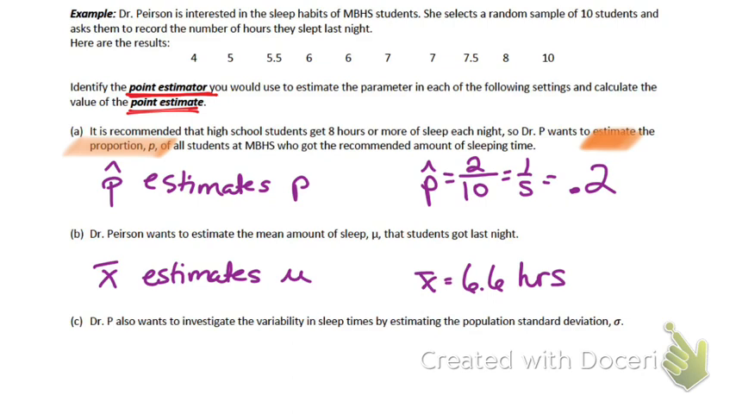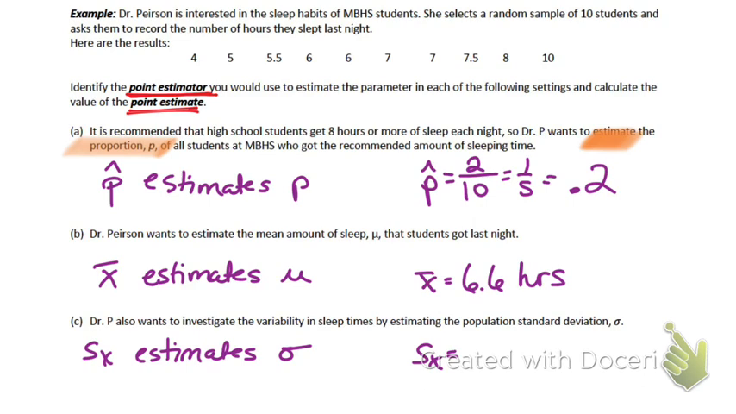All right. But Dr. Pearson wants to go one step further and investigate the variability in the sleep times by estimating the population standard deviation sigma. So what point estimator would we use to estimate sigma? Very good. S sub x estimates sigma. Perfect.